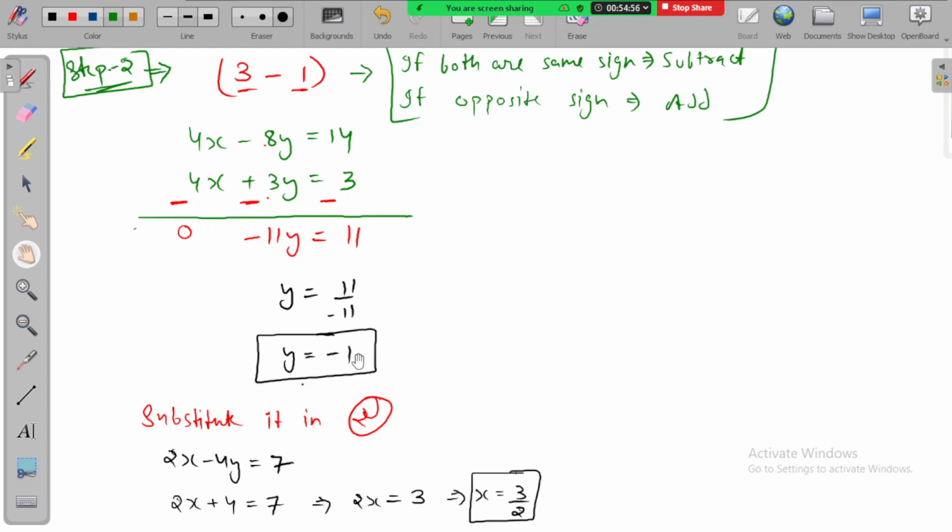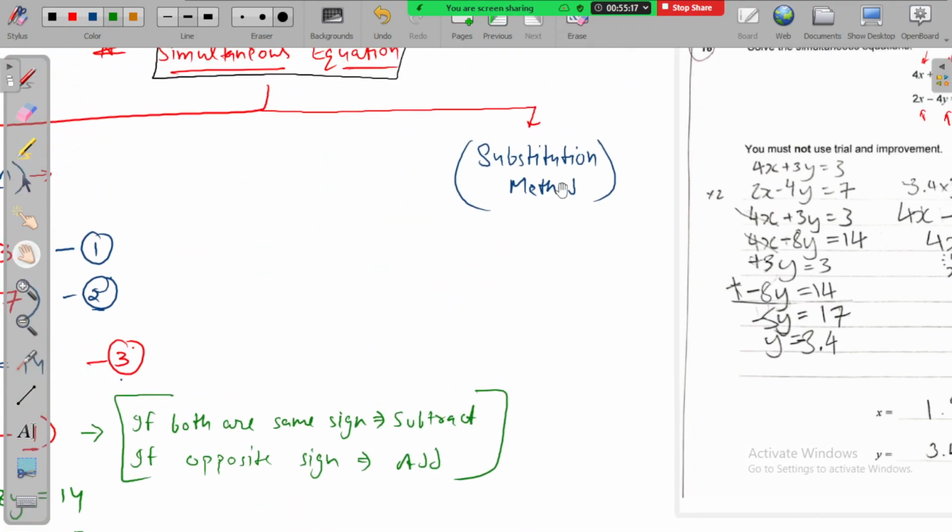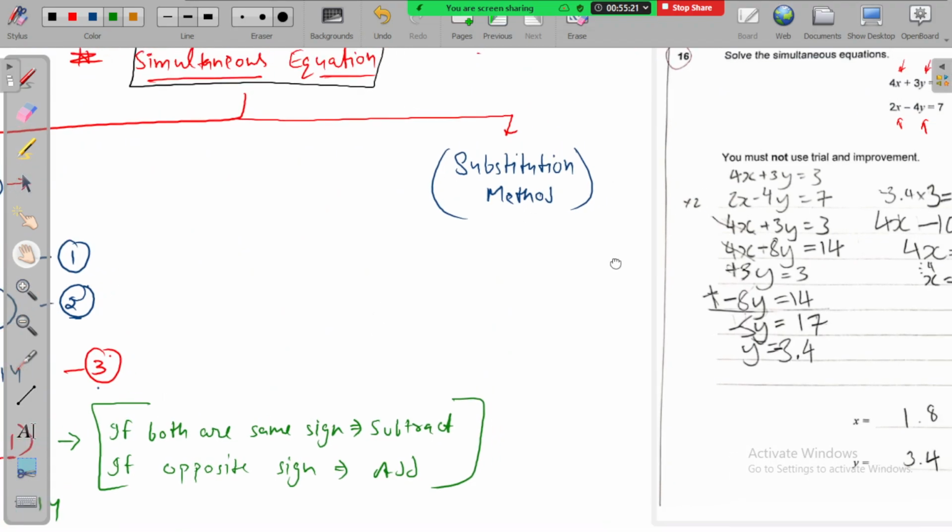Then you have to do what? This is step number 3. Step number 3 says to substitute that y value or x value that you got from step 2 in any of the equations, either 1 or 2. Got it? Any confusion? No. So now let's continue the discussion with the substitution method.